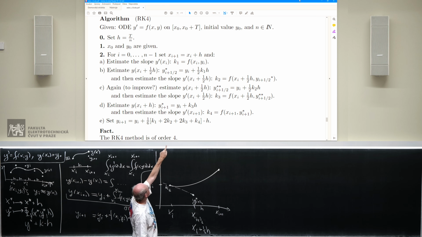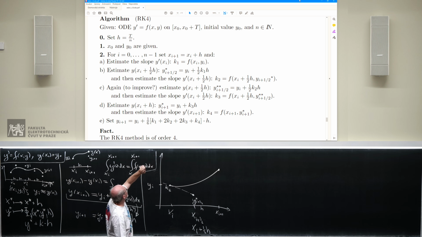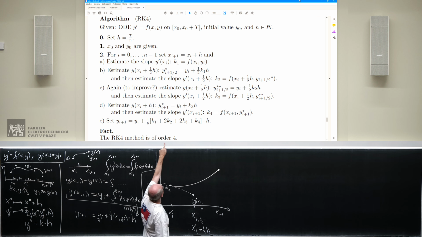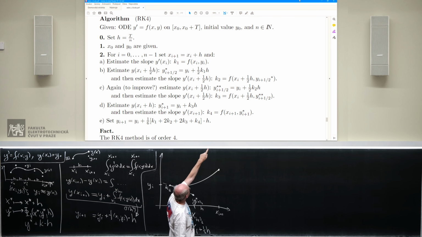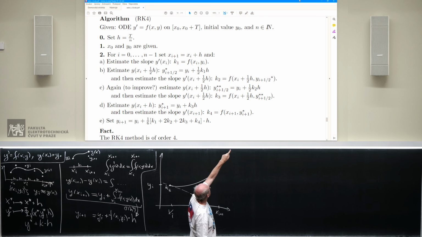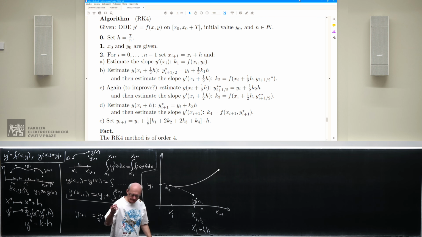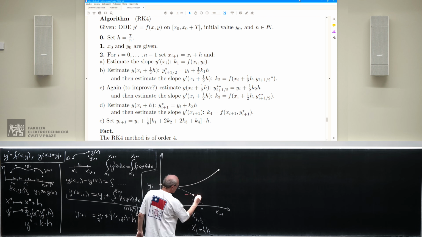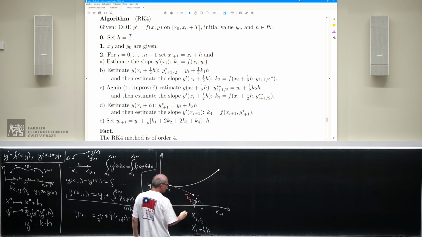We are using slope K1, going half the way. And when we are there, we use this information about this location to estimate slope K2. K2 is taken half a step using this temporary y. So, here we go. Red curve. What could the slope here be? This one, but not quite, because we moved away. Let's say this one. So this could be the slope K2.